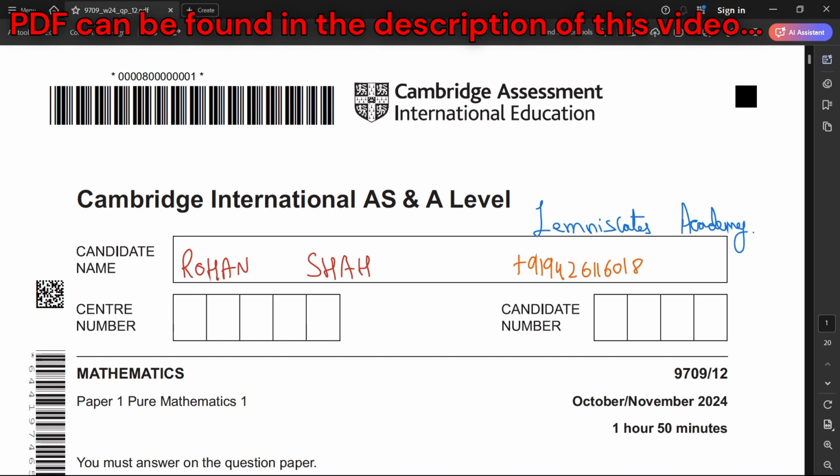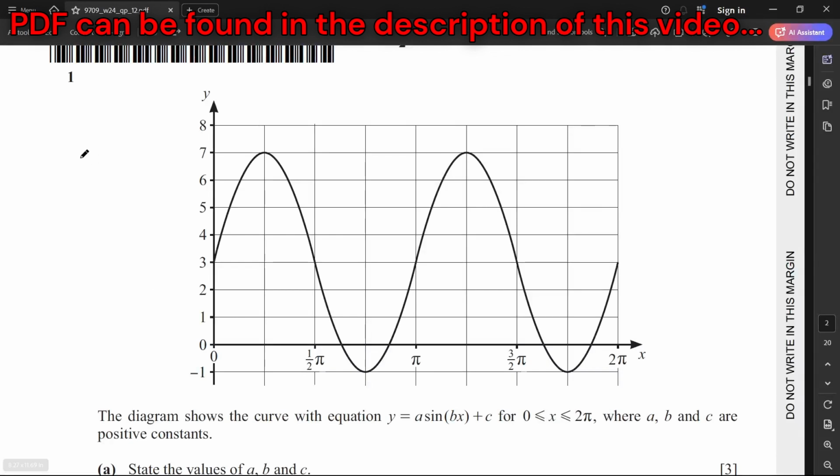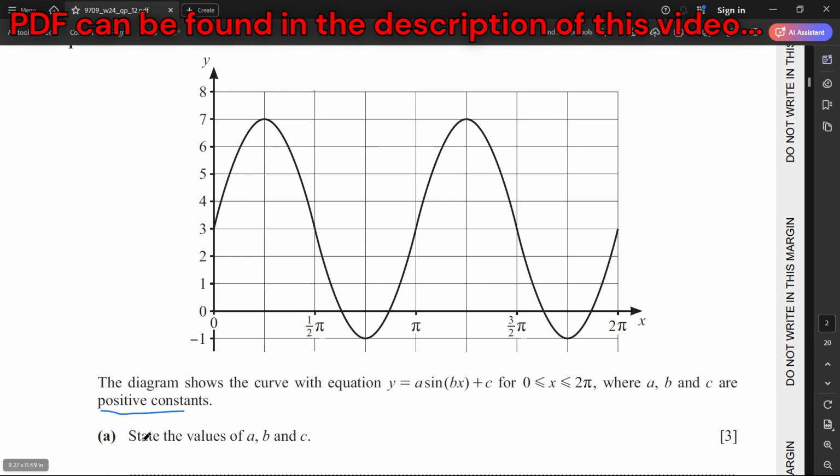Now, let's get started. For the first question, the diagram shows the curve with the equation y is equal to a sine bx plus c. So there is some kind of modification that we have done to a normal sine x curve so that now it looks like this. The domain in the graph is given as 0 to 2 pi. Now, a, b, and c are positive constants. So, some important information: a, b, and c, all three values are positive. Now, we have to state the values of a, b, and c.